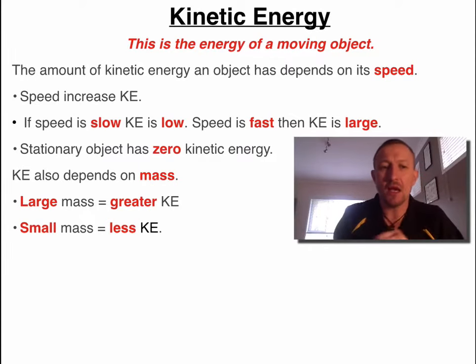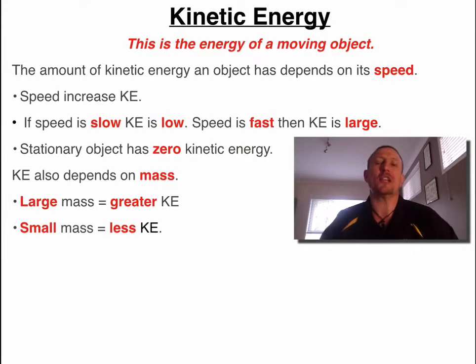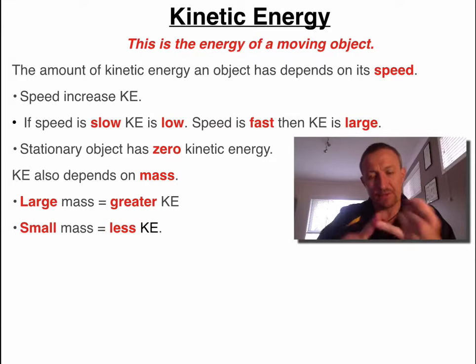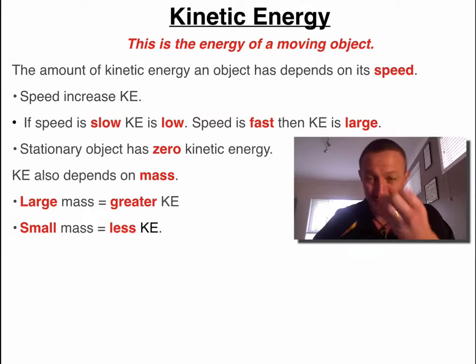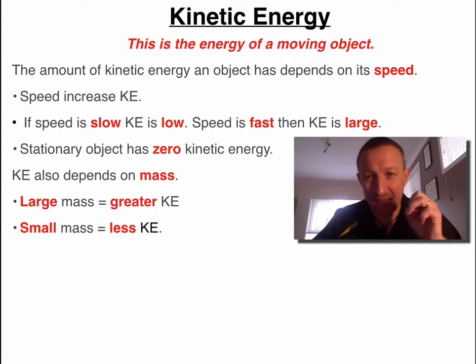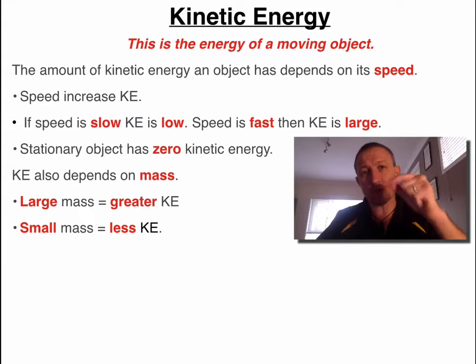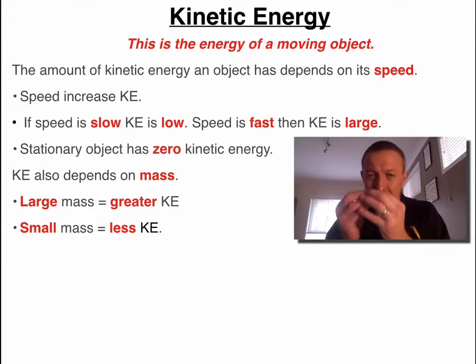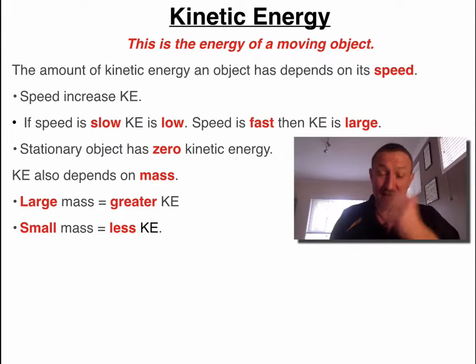There are two main variables which control how much kinetic energy is present in an object. The first one is the speed. The second one is the mass of the object. The speed works on an exponential graph curve, so it actually gets faster. If you've got an object which is going slowly, it's only going to have a very small amount of energy. However, if you've got an object which is going incredibly fast, like a bullet, then we've got a lot of kinetic energy.